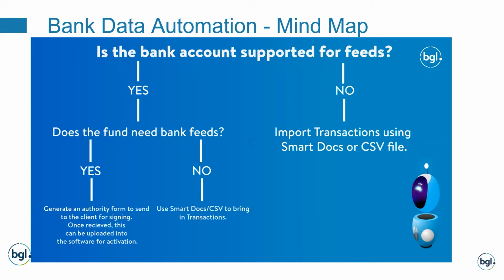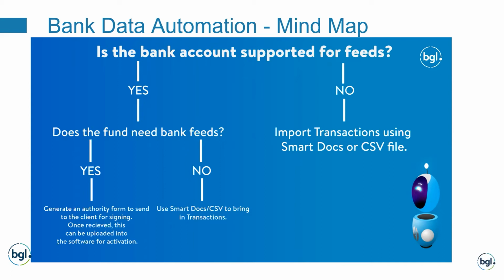So if the fund does need bank feeds, that's when you look at generating the authority form to be sent to the client for signing. We will go through that in the next bit, where Anthony will do a bit of a demo for us to show us how to set them up. If the fund doesn't need bank feeds, you've always got the option of using the Smart Docs, which we're also going to cover, or a CSV to bring in the transactions.